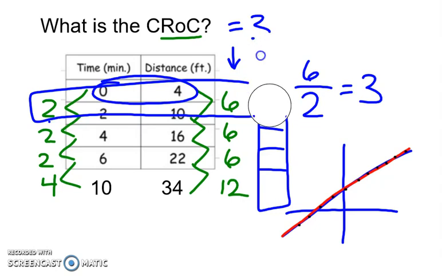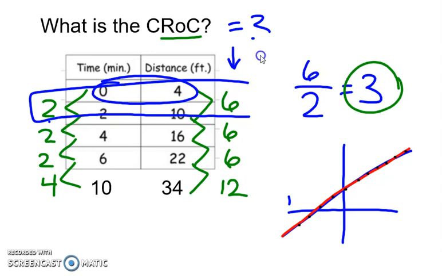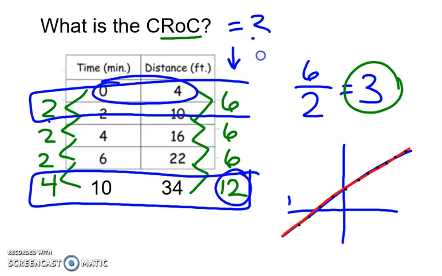This slide, we were actually finding the constant rate of change, which we did, and once again, 6 over 2 was 3. And if you decided to use any other number or row, you would get the same answer also. Once again, we see 12 divided by 4 would also give us that 3, okay?